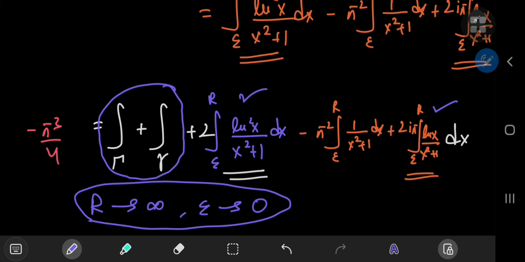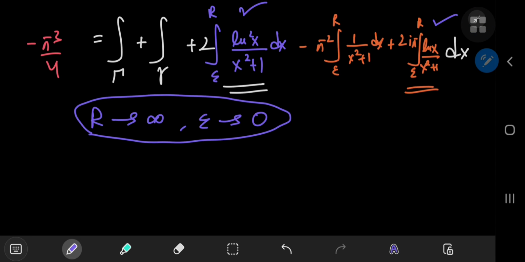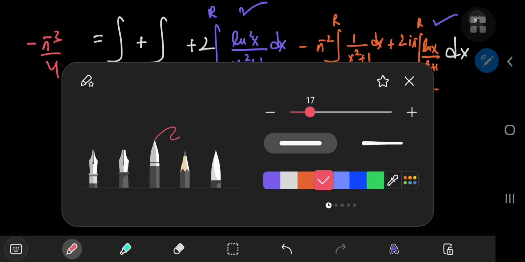Just kidding. No, that was just a joke. Relax. I am actually going to explain the application of Jordan's lemma here to allow these two integrals to actually disappear. Let me show you that they actually disappear rather than just saying that they disappear.